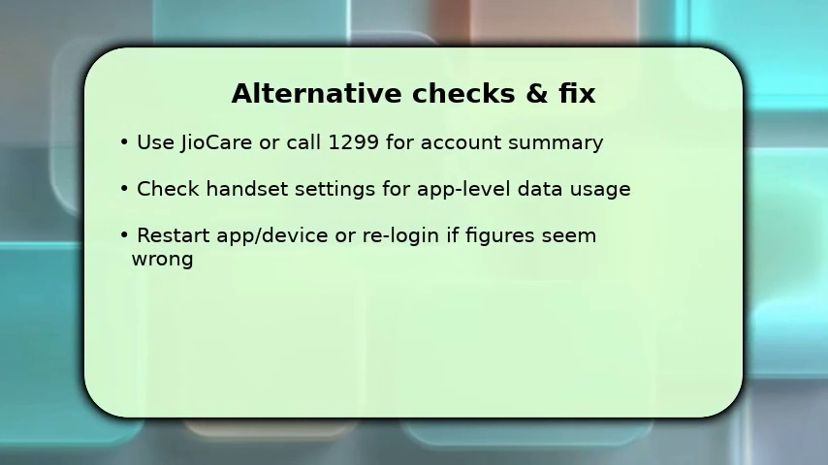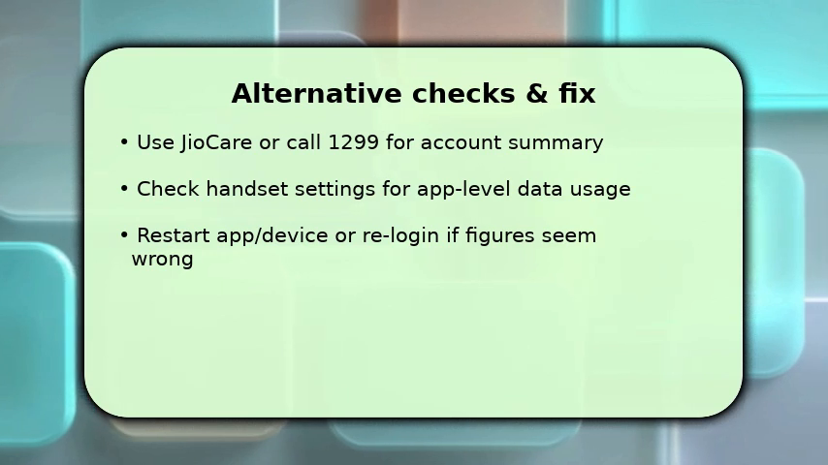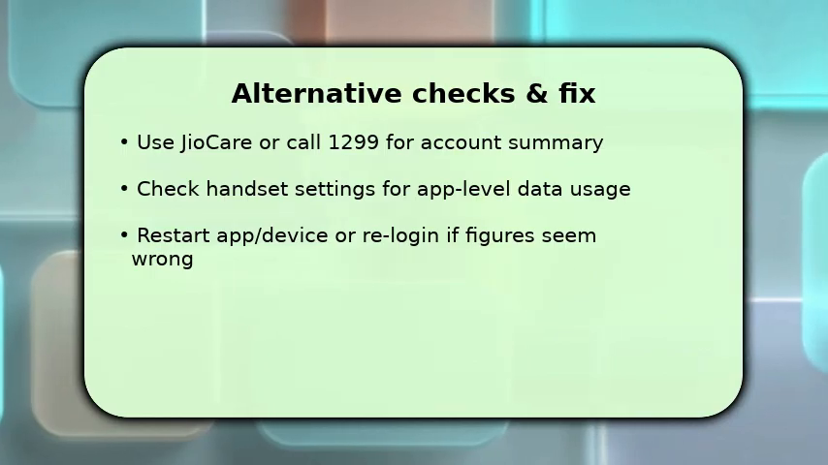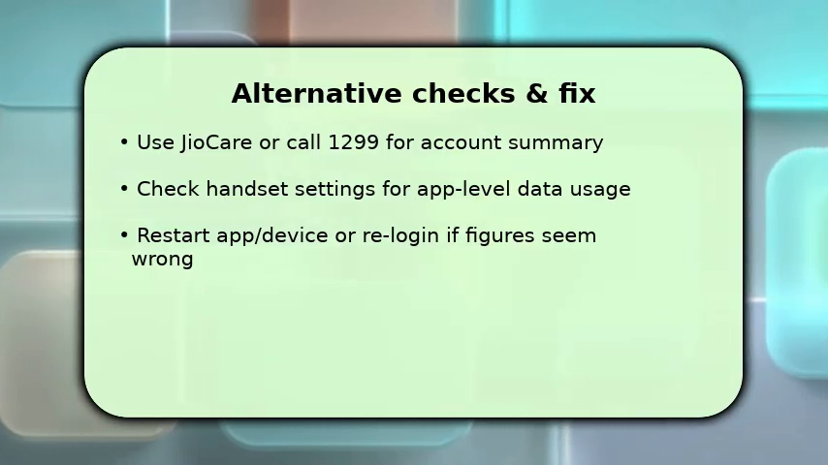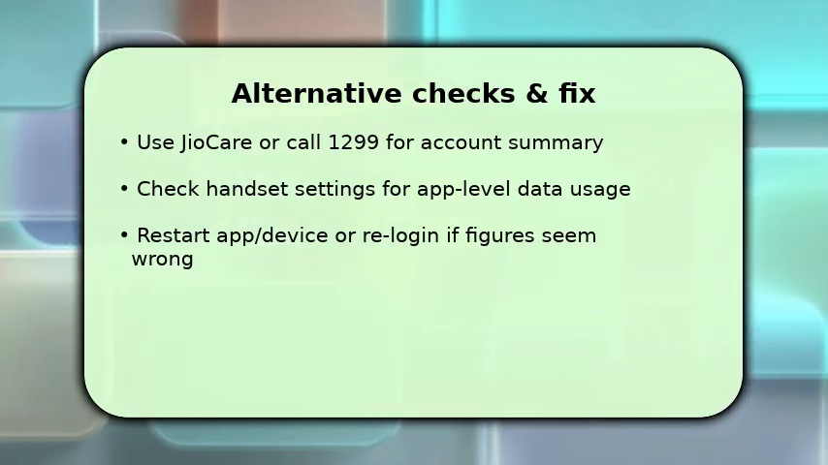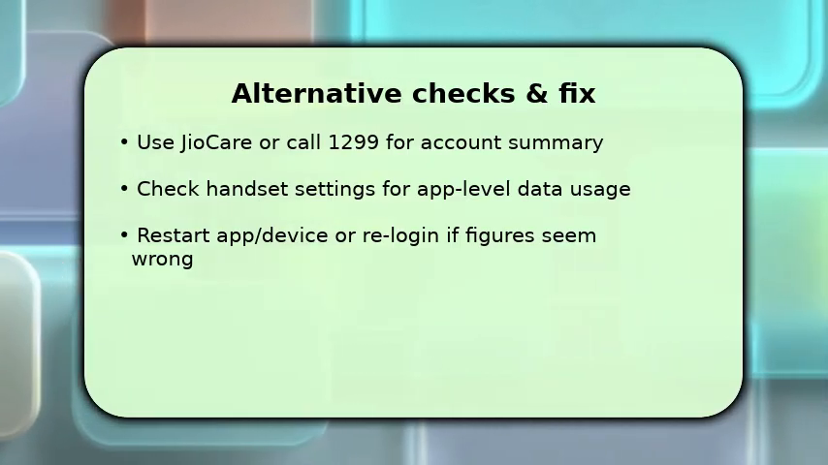To finish, cross-verify usage via GeoCare in the app or by calling 1299 for an account summary. This confirms what MyGeo shows. You can also open phone settings to see per app data usage and match it against carrier data. If numbers differ, log out and log back into MyGeo or force stop and restart the app to refresh cache.